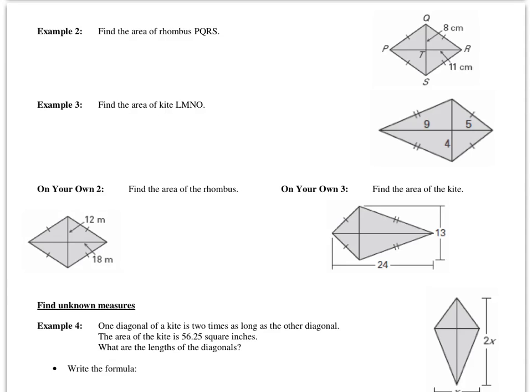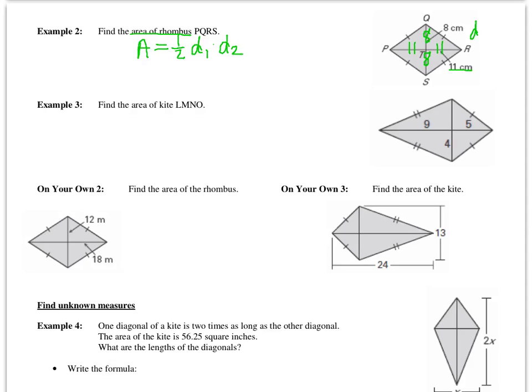So let's actually use those two formulas. It says find the area of the rhombus. So the first thing I'm going to do is write my formula down. Area equals 1/2 d1 times d2. There's my formula. And I know this side is 11. So this is 11. And the other half is also going to be 11 because it's a rhombus. And this is 8. That's pointing to it. And so this other side is also going to be 8.